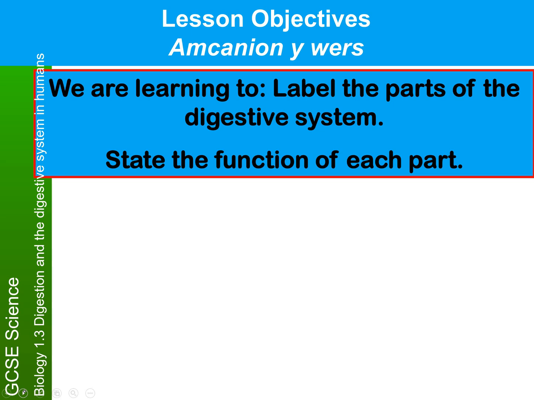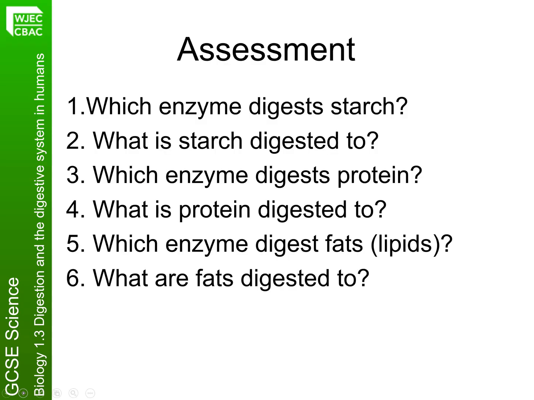Previously in this unit, we've talked about the fact that the large insoluble molecules of food that you are ingesting need to be broken down into smaller soluble molecules that can be absorbed into your bloodstream. Last lesson we looked at the 3 enzymes that carry out that process within your digestive system. I would like you now to turn to somewhere in the back of your booklet or on the back cover where you've got a bit of space, or if you haven't got any space, just use a piece of paper if you have one, and have a go at answering these 6 questions based on what we did last lesson.